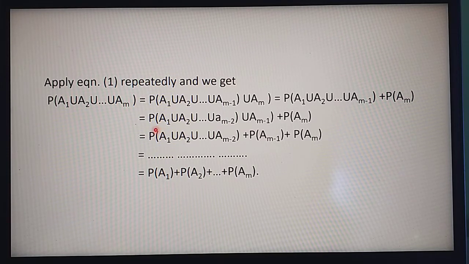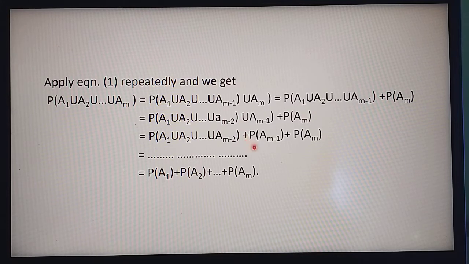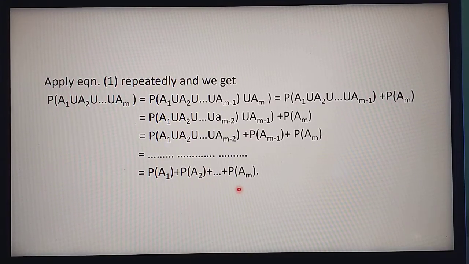They are mutually exclusive. So for P(A1 union ... union A(M-1)), you again break up the probability, up to A(M-2), this would be a capital A, union A(M-1), plus AM. Here AM is as it is. This is equal to P(A), again applying equation number 1, this union becomes plus. We go on doing like this and ultimately we get P(A1) plus P(A2) plus ... plus P(AM). So this is the proof.